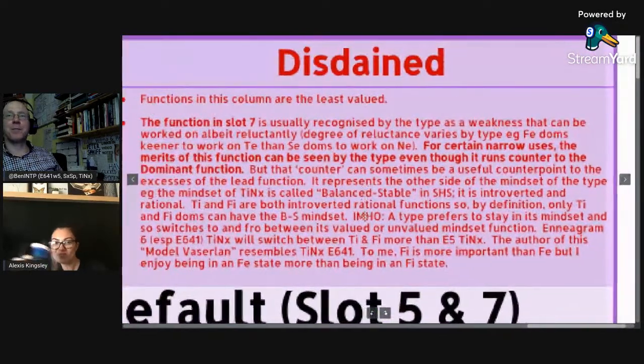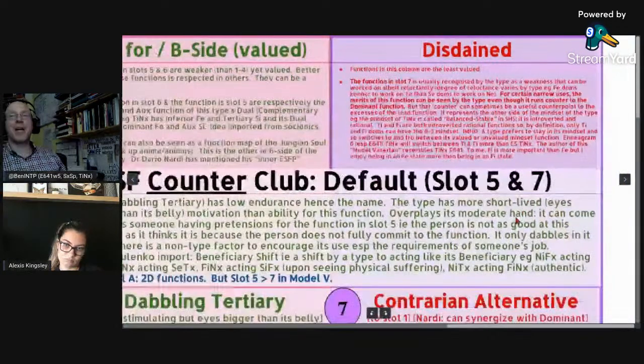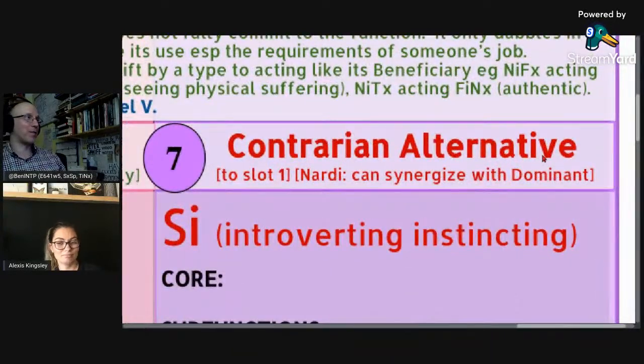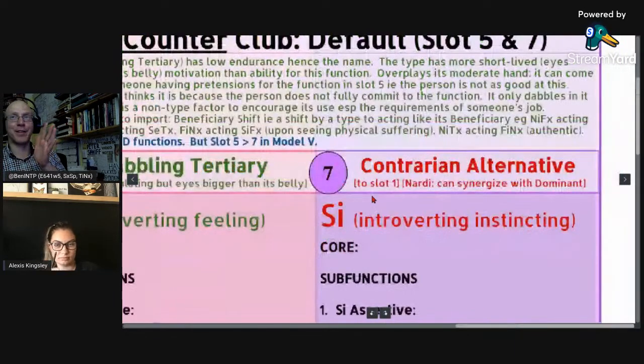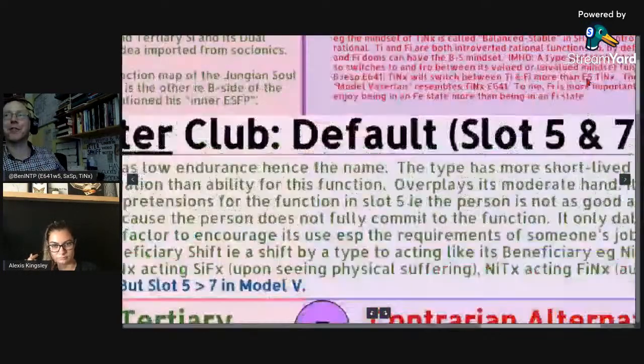Anyway, so disdained. Functions in this column are the least valued. That's consistent with Dario's research. He would say least preferred, and it's consistent with classical socionics. The function in slot 7, that's going to be what I call the contrarian alternative. I came up with that phrase, and then I found out that it was a phrase in finance, although Peter Schiff didn't mention it, and I've been listening to him since 2009. He's a stockbroker, an economist. But I think that works, the contrarian alternative. It's the contrarian alternative of your NI. It's still an introverted irrational function.